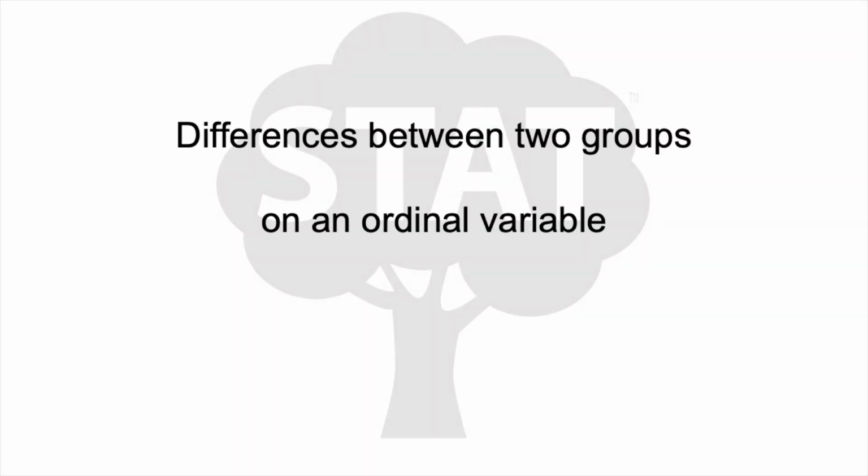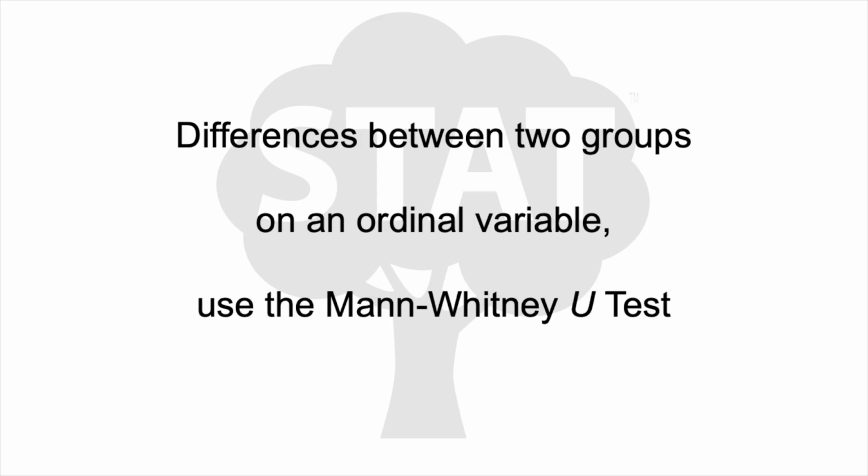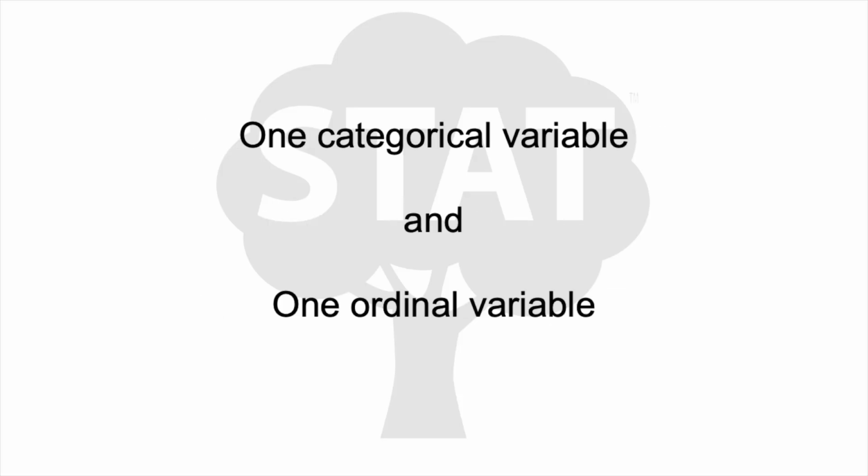To test whether there are differences between two groups on some ordinal variable, the Mann-Whitney U Test would be appropriate. This test is similar to the independent samples t-test, but for ordinal dependent variables. You will need one categorical variable and one ordinal variable with multiple ranks in order to run this test.